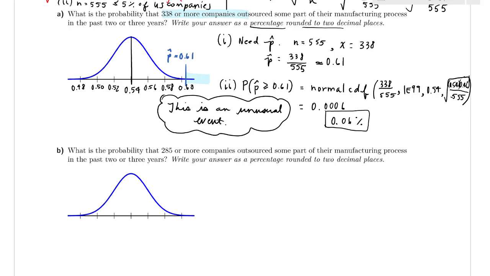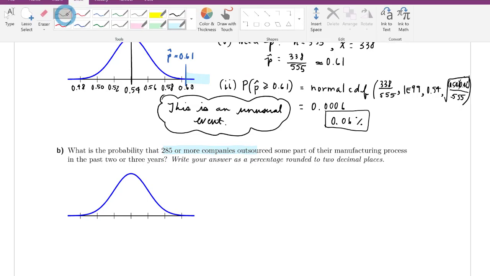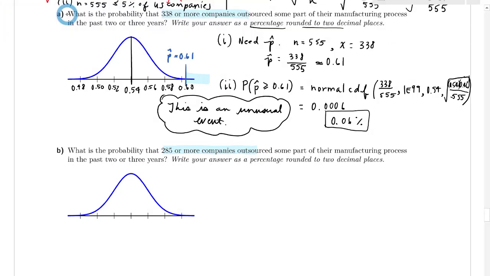So I'm still looking for that 285 or more. Now that we did this first part A, we can easily just go into this one, right? So once again, I'm going to go ahead and put 0.54, and then 0.52, 0.5, and then 0.48, 0.56, 0.58, and then 0.6. And in this case, we need our point estimate, and in this case, p hat would be 285 now over 555.